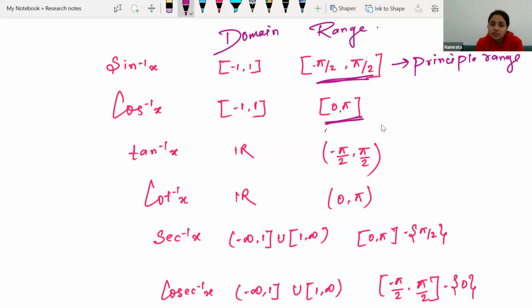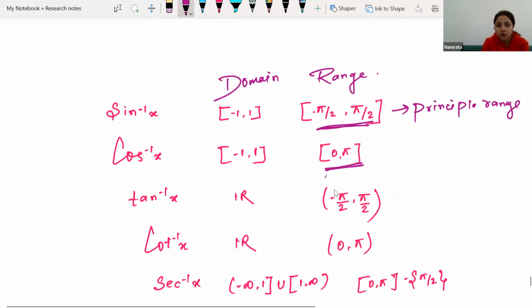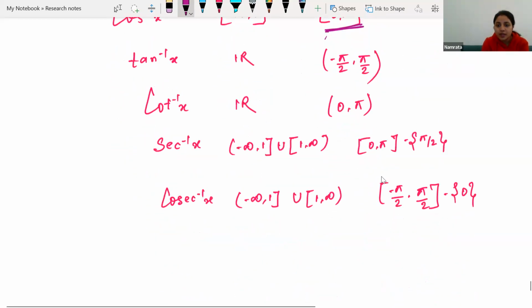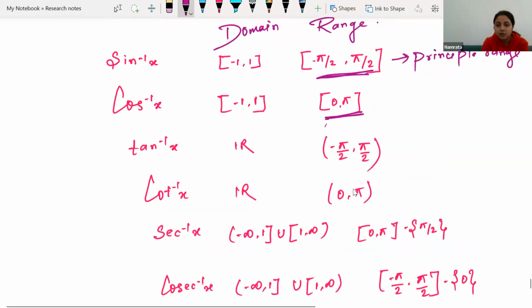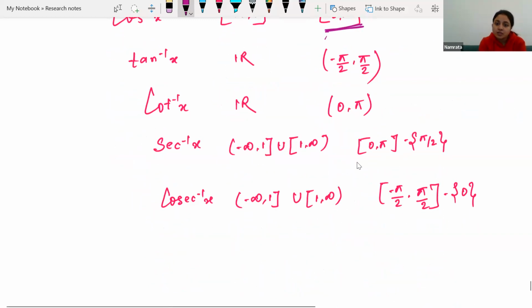Now the next one is cot inverse x. The domain is all real numbers. The range lies between 0 to pi. Sec inverse x, just like the previous one: whatever was the range there will be the domain over here. And the range will be, like cos inverse x, 0 to pi, excluding the point pi by 2, again because of 0 in the denominator. We don't want to take those points. Cosec inverse x, same concept.